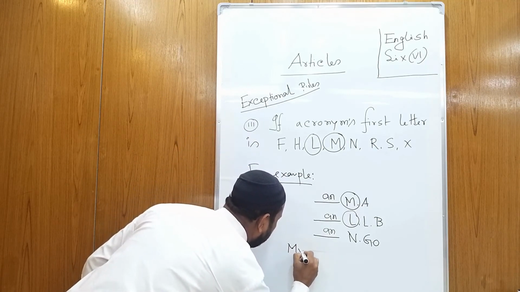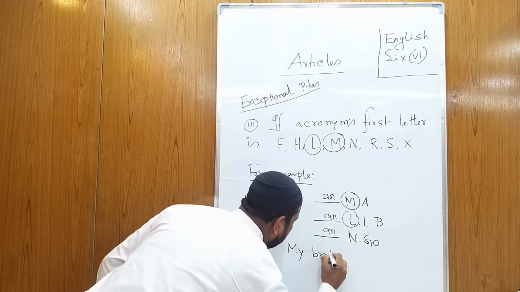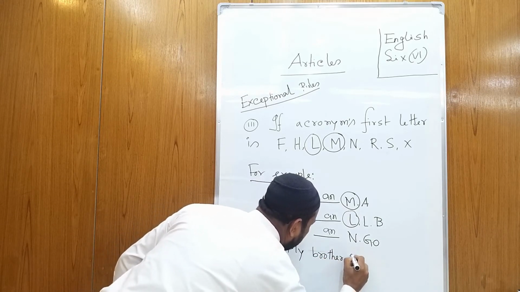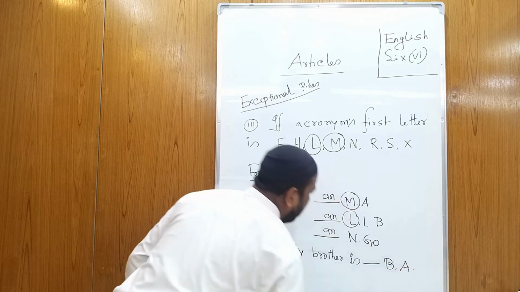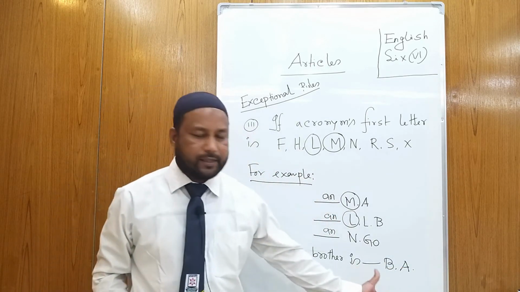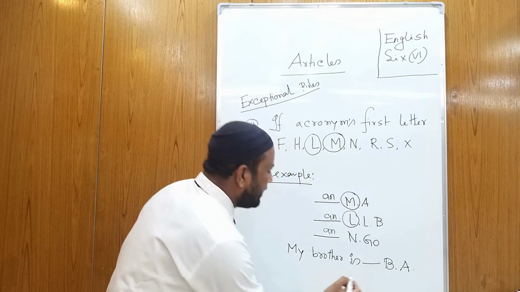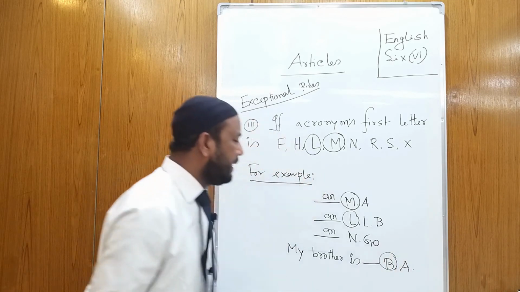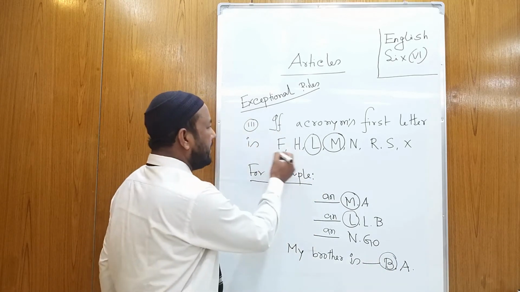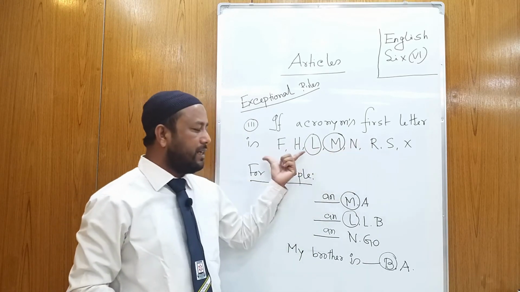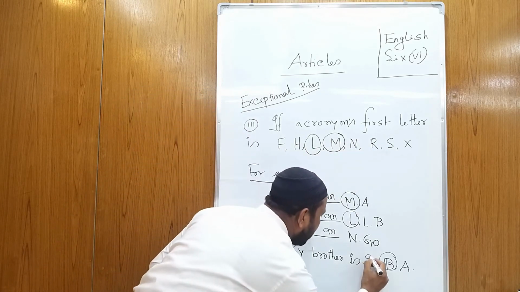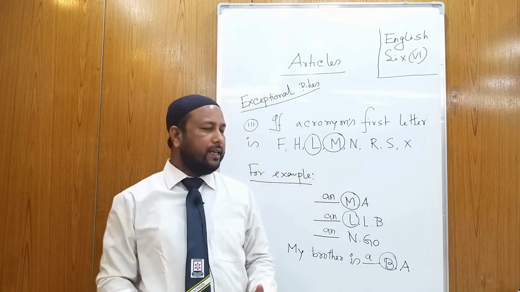But here is another example. My brother is a BA. BA means Bachelor of Arts. Here you can see the first letter of BA is B. The sound is "bee". You can check it: no, there is no vowel sound. That's why you have to use "a". I think it is clear to all.